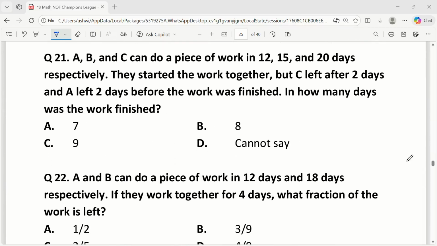Question 21. A, B, and C can do a piece of work in 12, 15, and 20 days respectively. They started the work together, but C left after 2 days and A left 2 days before the work was finished. In how many days was the work finished?